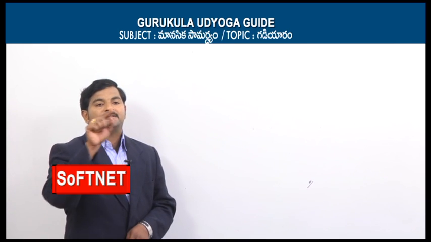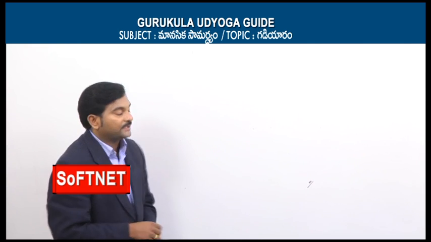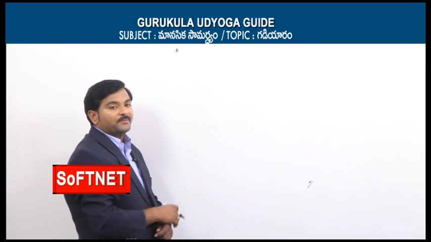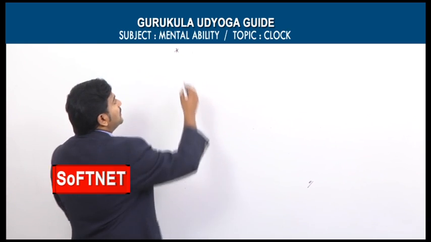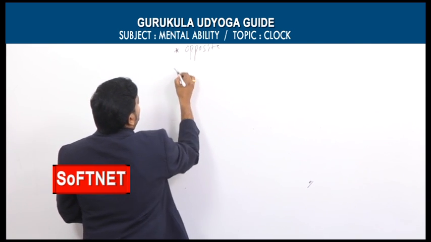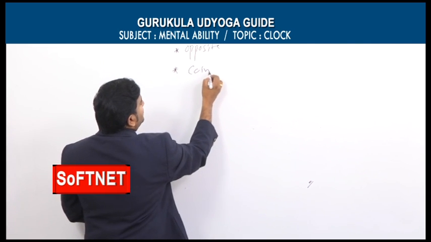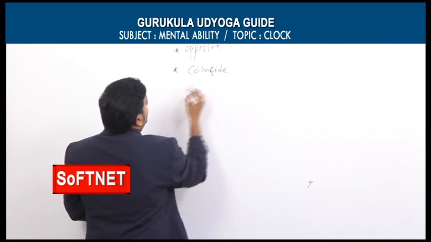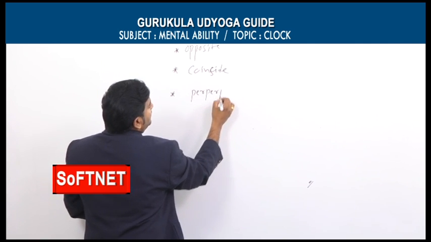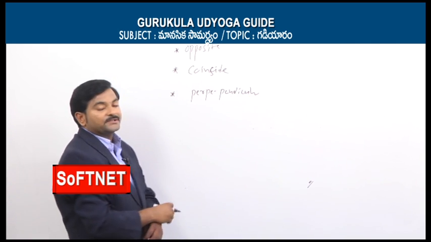When the hands are rotating in the clock, we come across the following 3 conditions. Let's say condition number 1 is 2 hands may be opposite to each other. And second point is 2 hands may coincide at some other time. And 2 hands may be perpendicular to each other. So these are the 3 conditions.